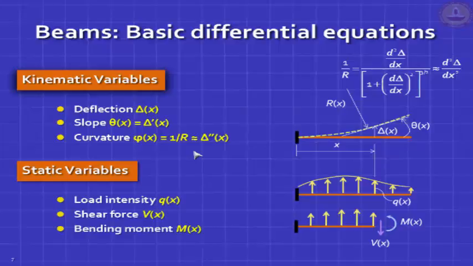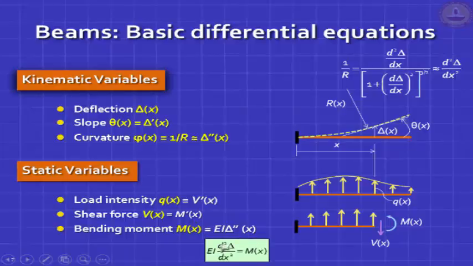We saw this in the last class, and here also you have q of x, the load intensity, given by the derivative of the shear force. The shear force is given by the derivative of the bending moment at any location. And there's a relationship between bending moment and curvature. You remember that? M is equal to EI times curvature, and curvature is delta double dash as a function of x. So this is a famous relationship, which you could write in this manner: EI d squared delta by dx squared is equal to M of x. So this is one way of writing the basic differential equation for a beam.